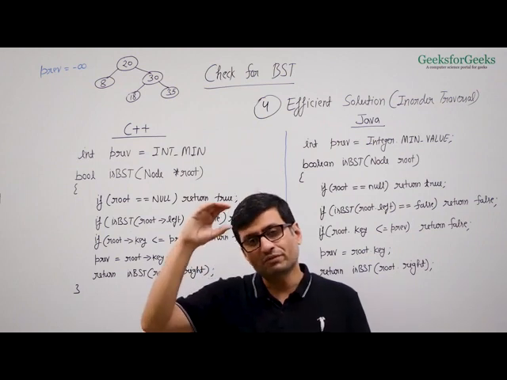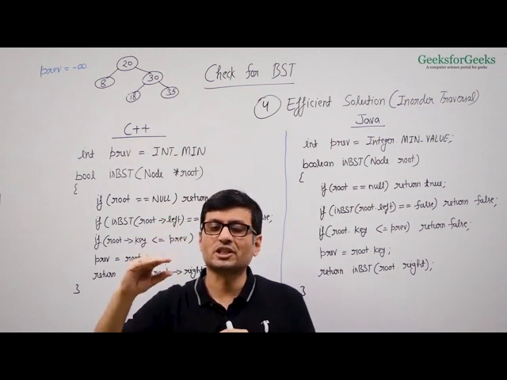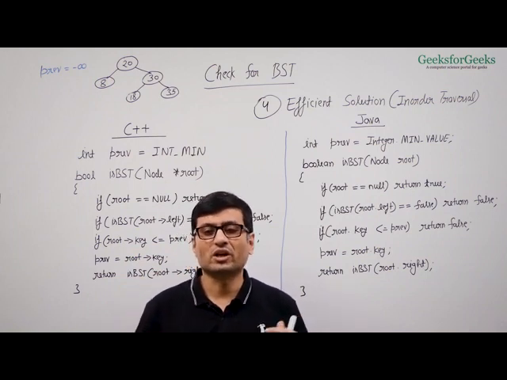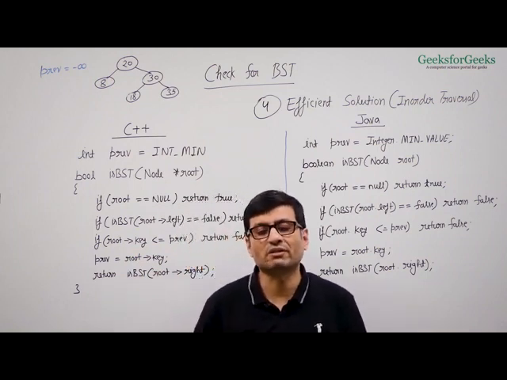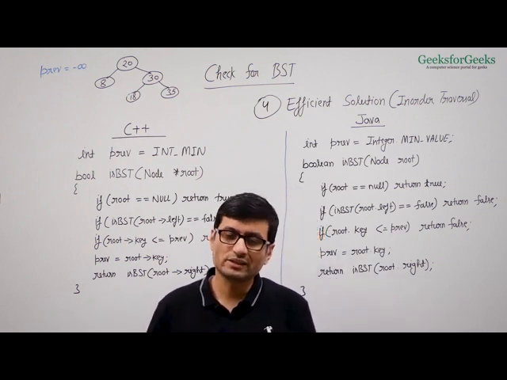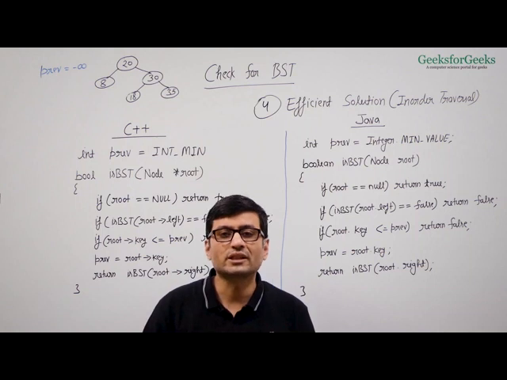So if you see, we first check for the left subtree, then we check the current, then we check for the right, which is in-order traversal. And what are we doing in in-order traversal? We are mainly checking whether it is sorted or not. And how are we checking? We are checking if current is greater than previous or not.